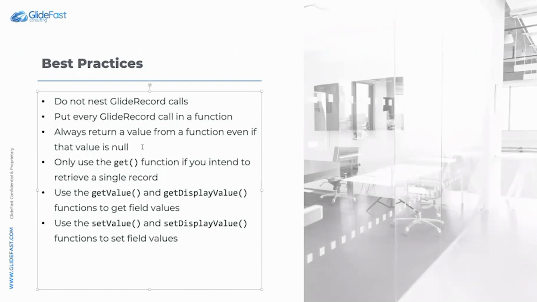Use get for single functions. So we talked about that earlier. When you're expecting to receive a single record, use get. Again, sys_id, right? Use get with sys_ids.